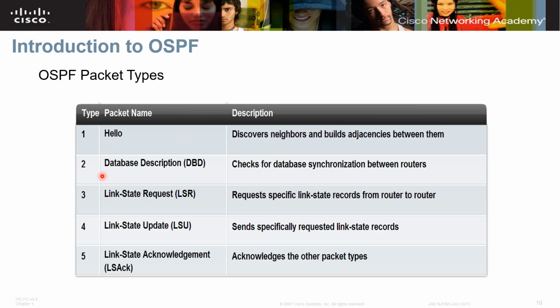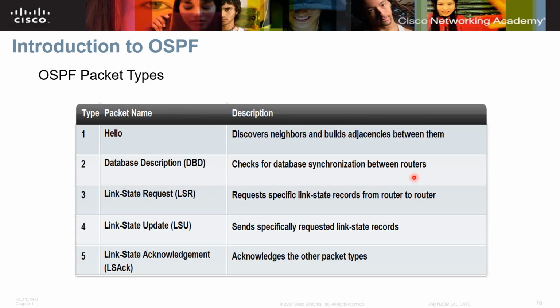Then the database description packet checks for database synchronization between routers. As we said, we exchange all information between all routers and we build a database, so this database should be synchronized at all routers. All routers should know the same information.